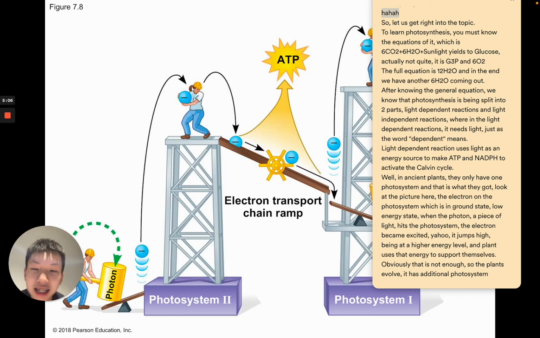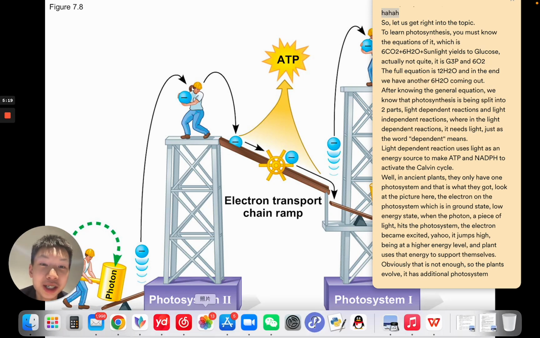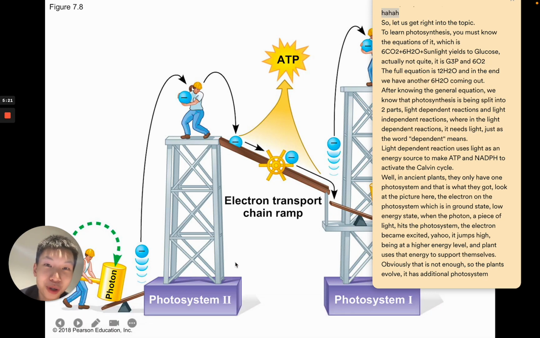As in this picture, this is photosystem 2 and photosystem 1, and if you ask which happens first, photosystem 2 happens first, and then photosystem 1. I mean, wait, what? Photosystem 2 happens first and photosystem 1 happens later? Well, because the scientists first discovered photosystem 1, so they named it photosystem 1. That's all. Nothing special about this.